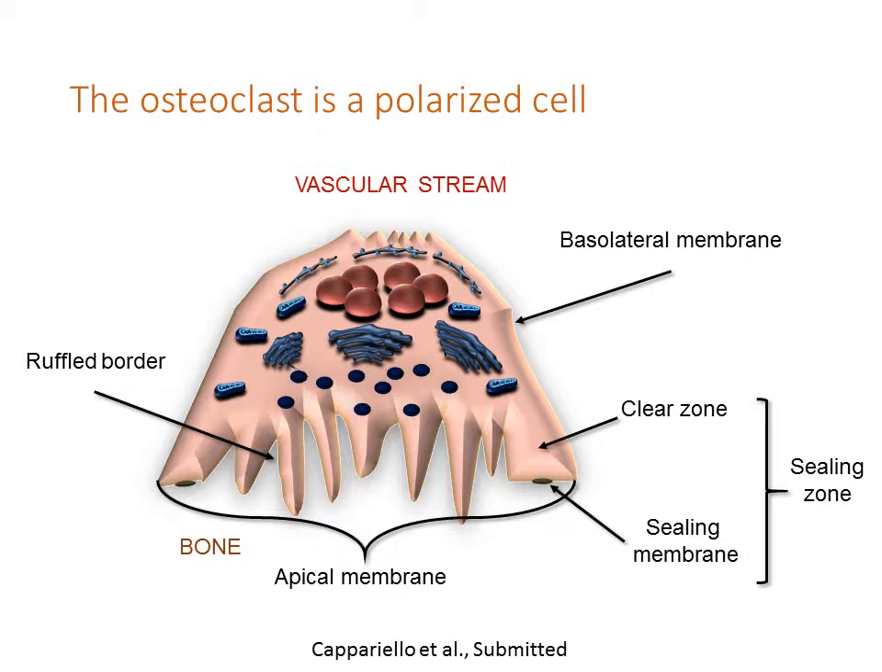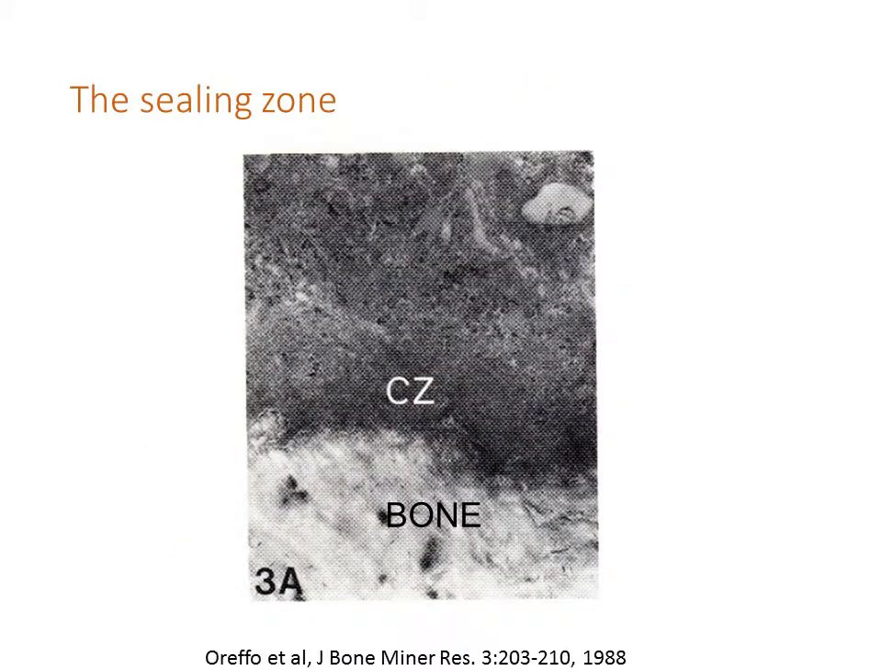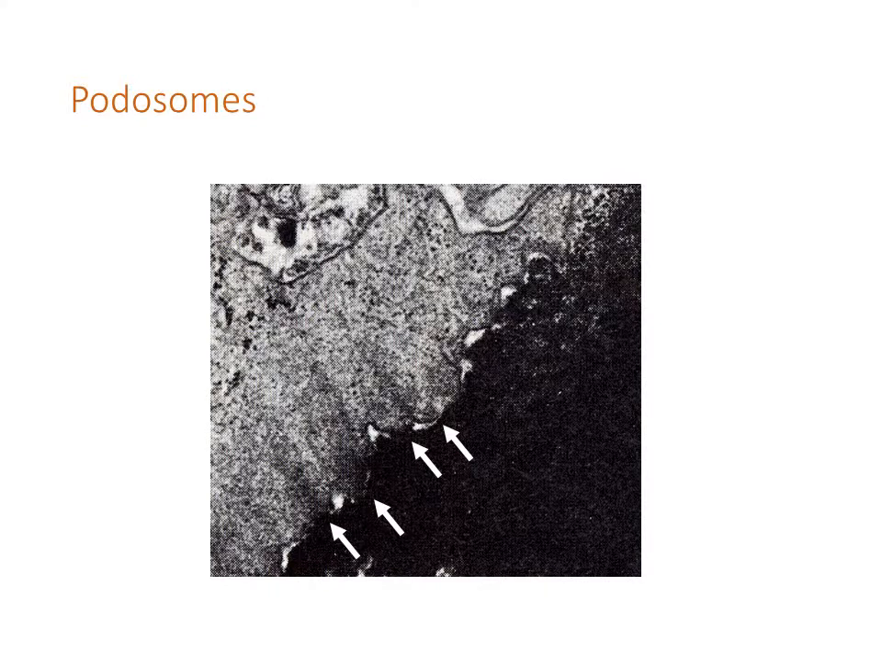The inner membrane presents a number of irregular protrusions similar to microvilli that increase the cell surface, and it forms the so-called ruffled border. The ruffled border is the bone resorption apparatus of the osteoclast. The sealing membrane attaches the cell to the substrate, and if we look deeply, we see that it is formed by a number of short protrusions that we discovered in collaboration with Piercarlo Marchisio and called podosomes.